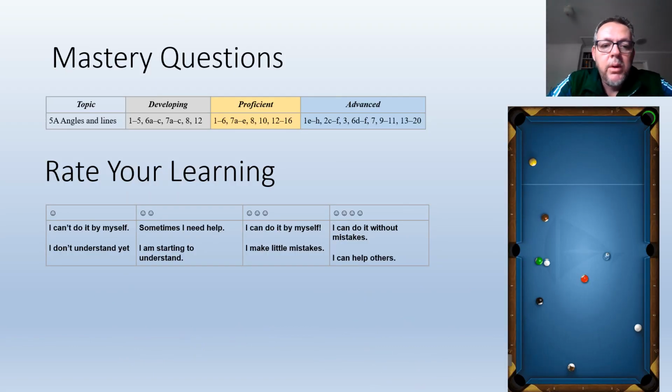So what I would like you to do now, folks, is to work on the mastery questions from 5A and then rate your learning, please.